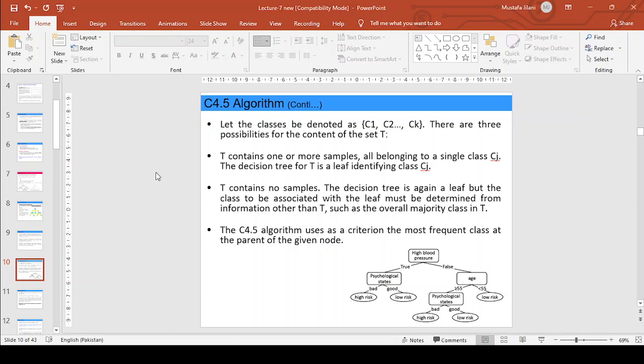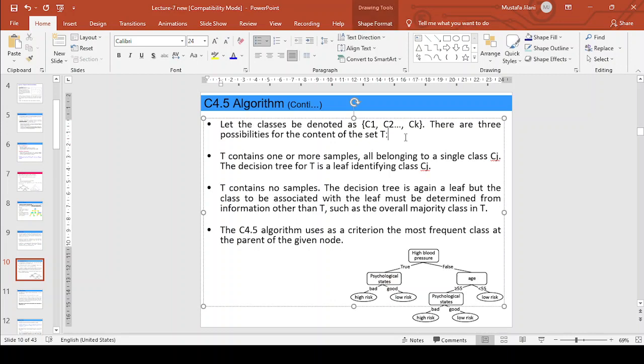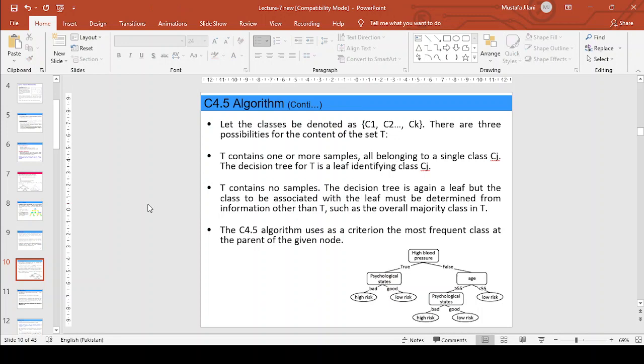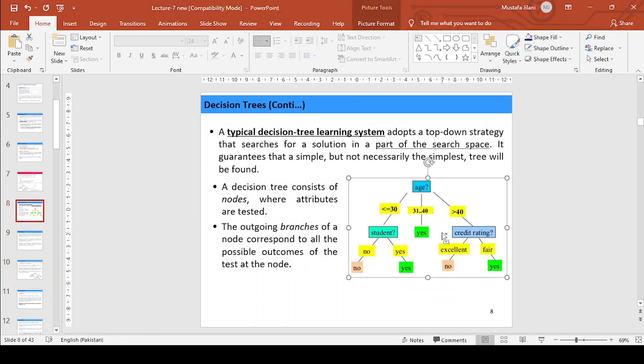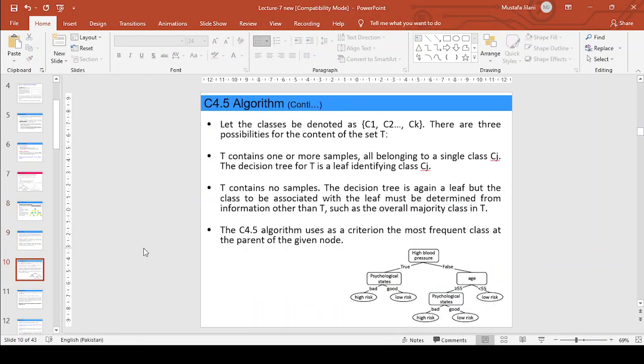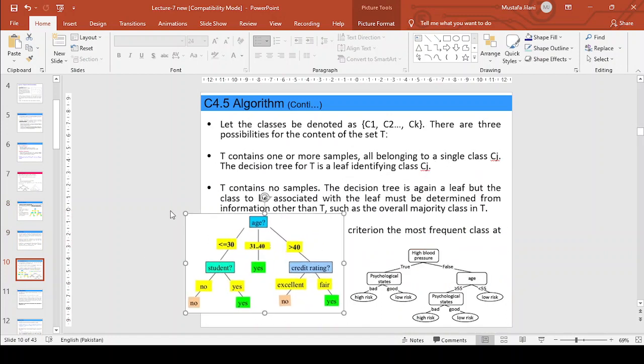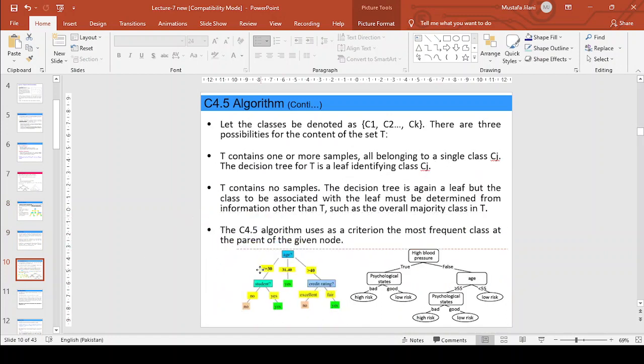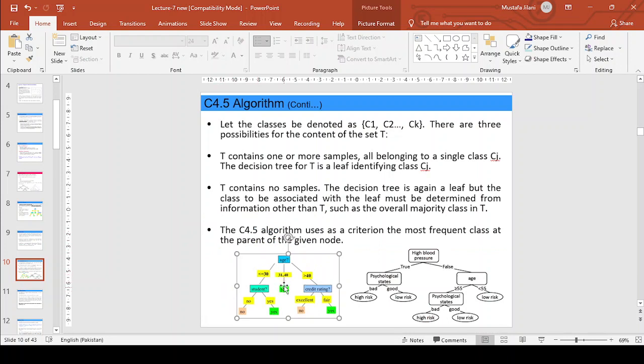So in the C4.5 algorithm, we say we have classes C1, C2 up to Ck, and there are three possibilities. T contains one or more samples and they belong to class Cj. That means a leaf will contain every Cj, that's it. If I show you this diagram, in the middle one we have this situation where the data is only yes. 31 to 40 means the card is essentially, if the person is 31 to 40, he must be issued the card.